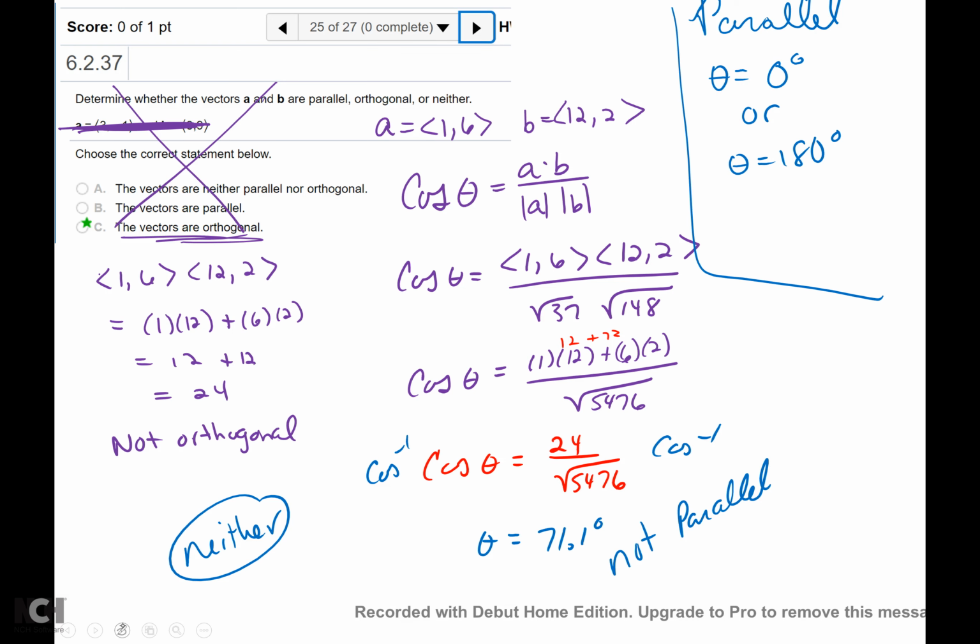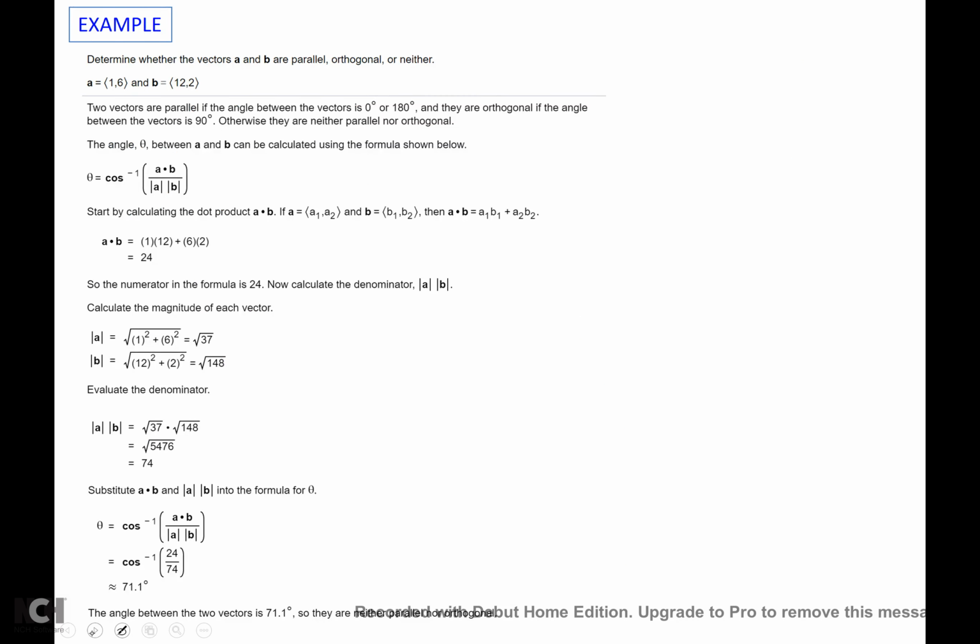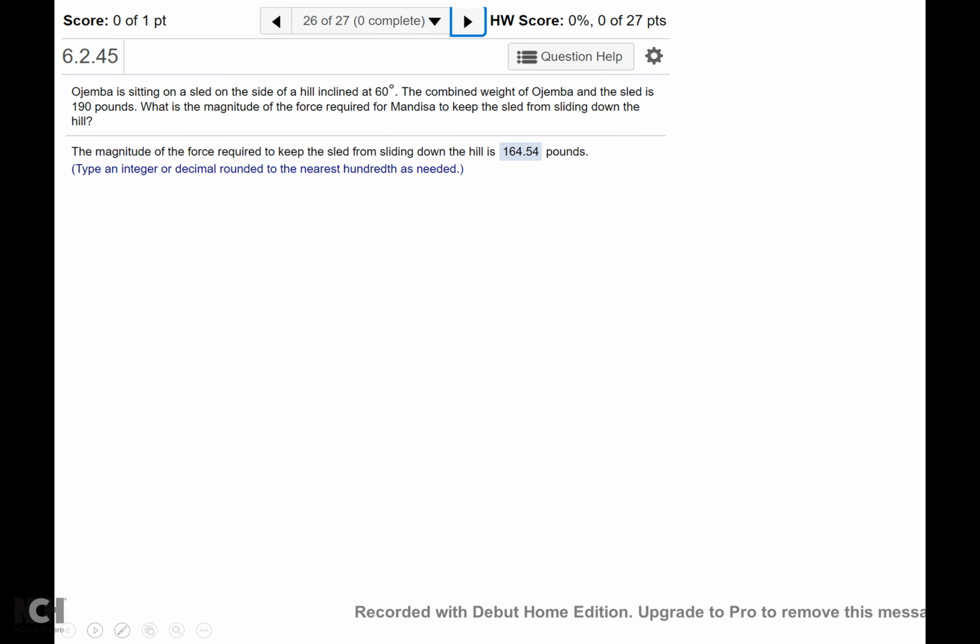Alright, so next we have an example, and then 26. Ojemba is sitting on a sled on a side of a hill inclined at 60 degrees. So we have this incline, it's more like 30 degrees, Sandra, of 60 degrees. You have this sled sitting here, right? And you have Ojemba holding it and keeping it from sliding down. It says the combined weight of Ojemba and the sled is 190 pounds.